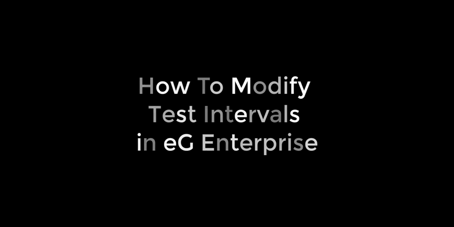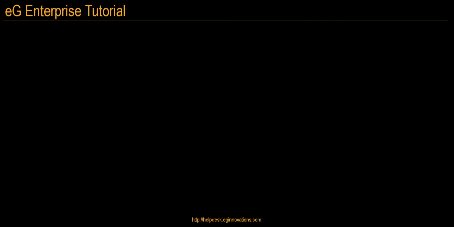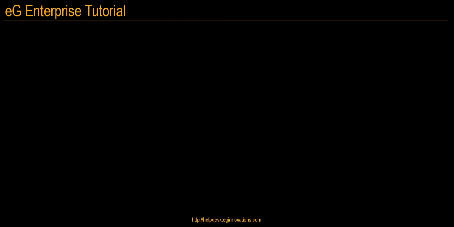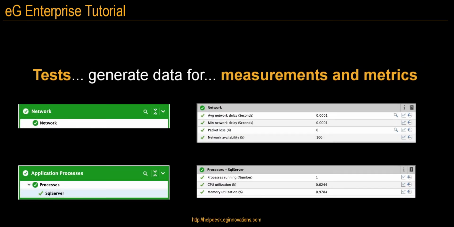This tutorial gives step-by-step instruction for changing the test interval or period in the EG solution. If you are not familiar with the terminology yet, I recommend going back to the tutorial called How to Work with the Layer Model. A test in EG is something that generates data for a metric. So if the test is called network availability or CPU utilization, they might each have one or more metrics showing data in the EG console.